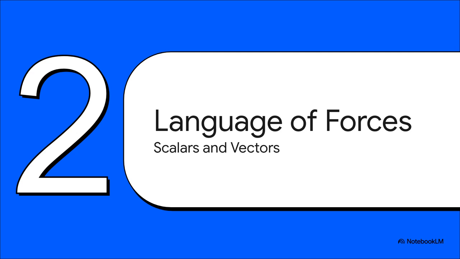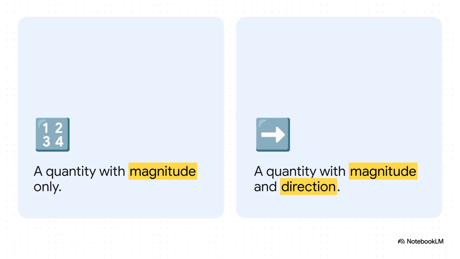Okay, but before we can actually find it, we've got to get on the same page. We need to speak the language that engineers use, and it all boils down to knowing the difference between how much and which way. So, in mechanics, pretty much everything falls into one of two buckets. On one side, you have scalars. They're super simple, right? They're just a number, a magnitude, a size. But on the other side, you have vectors. And these are way more descriptive because they tell you two things, a magnitude and a direction. And believe me, that direction is absolutely key.